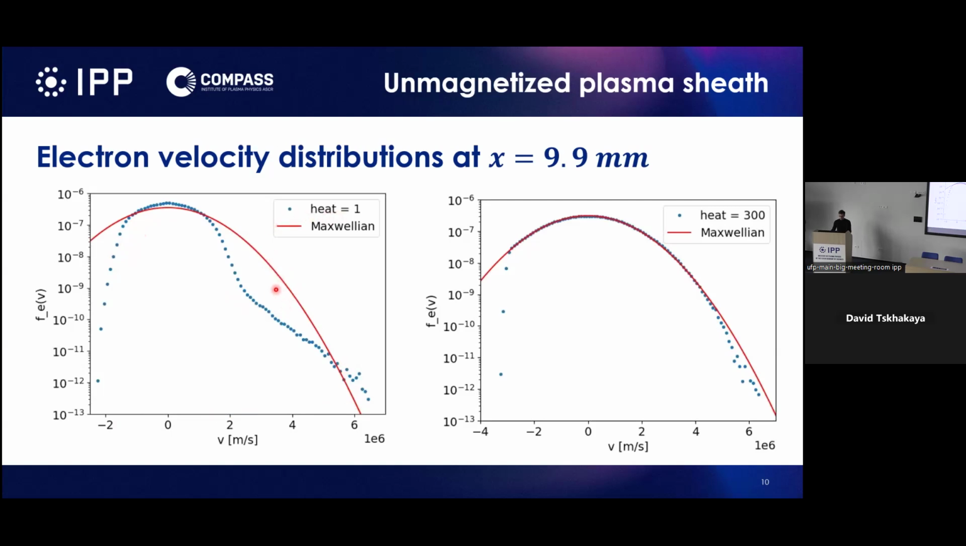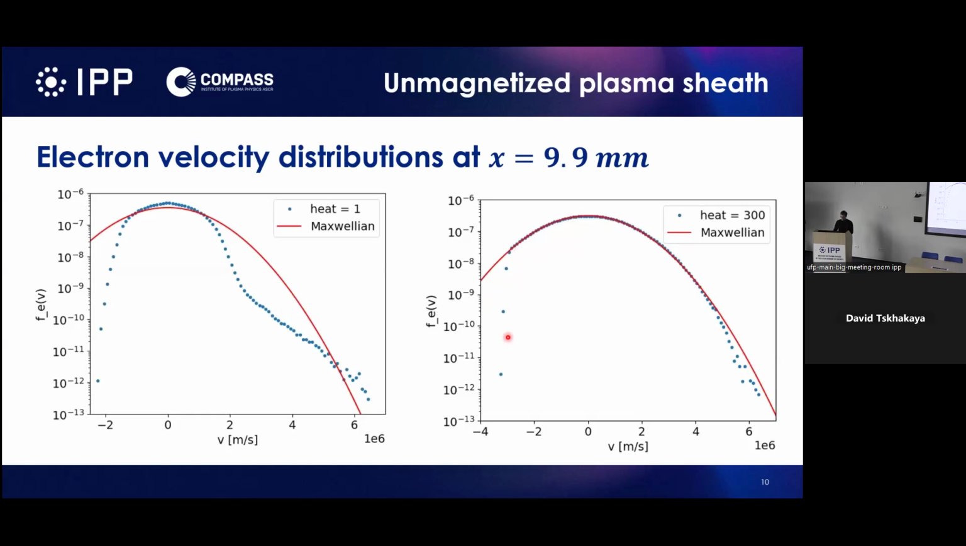So we can see that we are really missing these higher velocity electrons, and we get a significant deviation from the Maxwellian distribution. Then as we increase the heating to about 300, we obtain quite a nice Maxwellization. So here we can observe this kind of a sudden cutoff of the distribution function. And this is exactly caused by the plasma sheath.